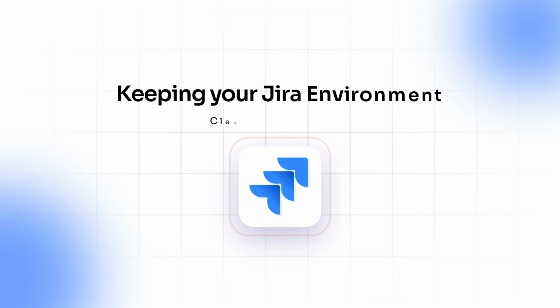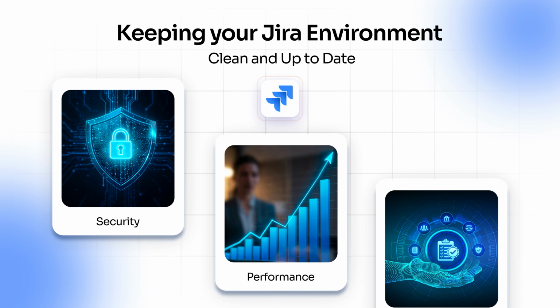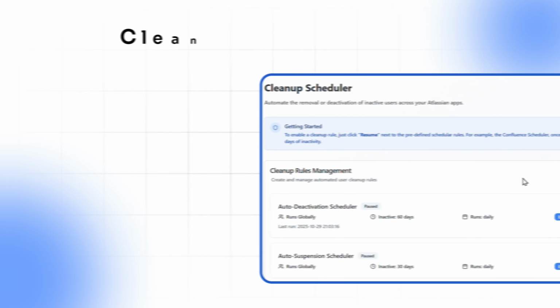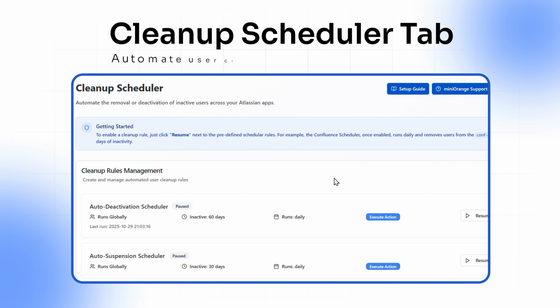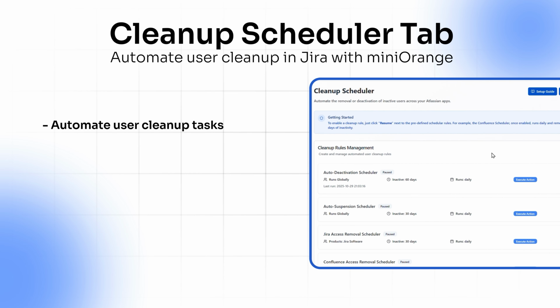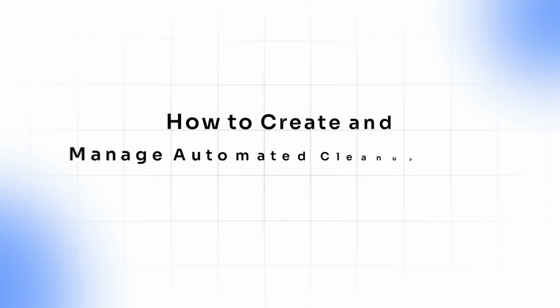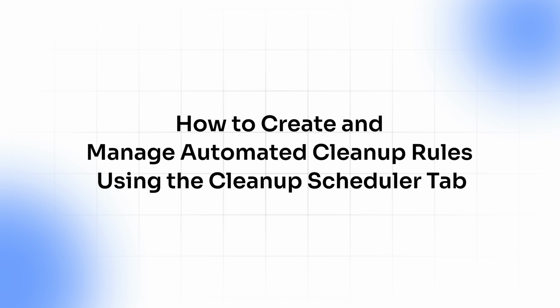Keeping your Jira environment clean and up to date is crucial for security, performance, and compliance. The Cleanup Scheduler tab in the miniOrange automated user management app helps administrators automate user cleanup tasks by setting up rules that deactivate, suspend, or delete inactive users, ensuring your system stays organized and secure. In this video, we'll walk you through how to create and manage automated cleanup rules using the Cleanup Scheduler tab.